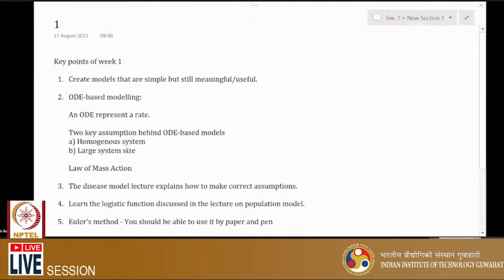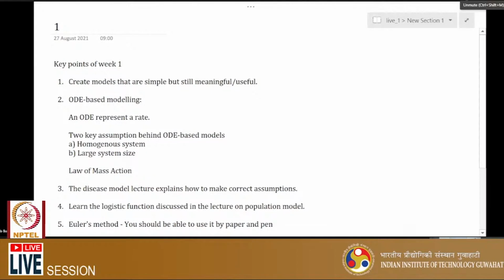As I do not see any questions till now, let me go forward and discuss certain key points that are most important if you want to learn this subject, as well as if you are preparing for the assignment and the final exam. What are the points where you should focus more? Let me share my screen so that you can see and I can write there. I hope people can see my screen now. Okay, what I have jotted down here is the key points of week 1 lectures.